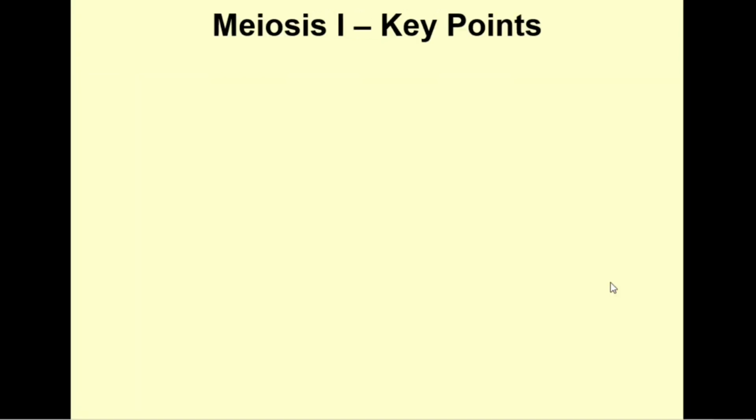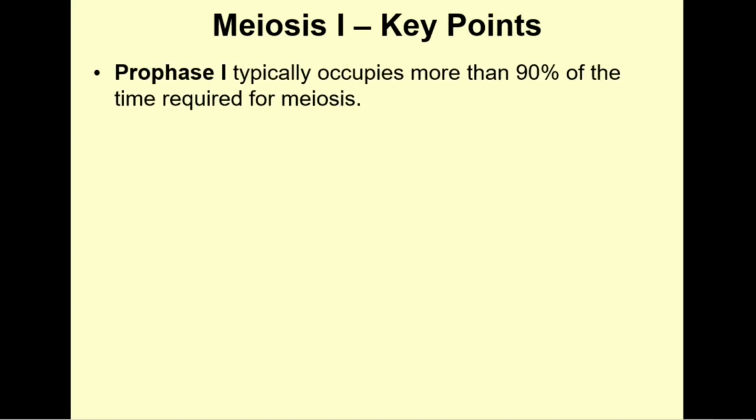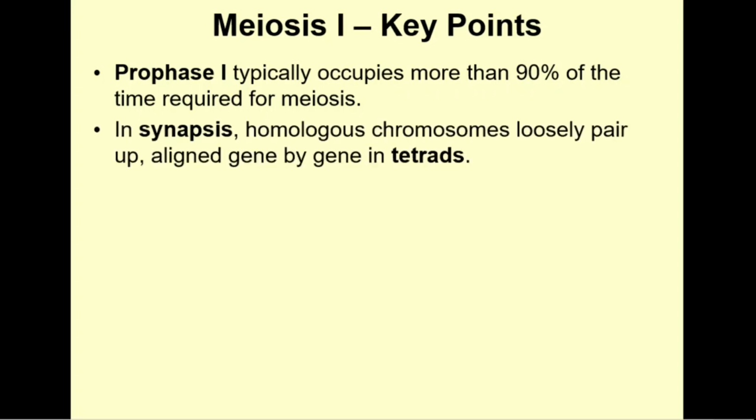Let's just put some text to that then so you can make some notes. Prophase I will typically occupy more than 90% of the time spent in meiosis. During prophase I, we get synapsis. And this is where homologous pairs loosely pair up and they align themselves gene by gene into what we call tetrads. So a tetrad will be that pairs of homologous chromosomes aligned next to each other.